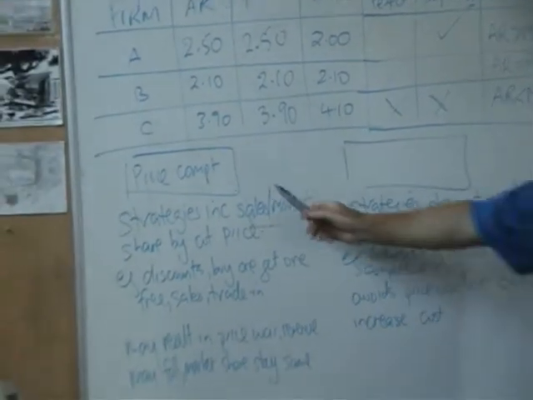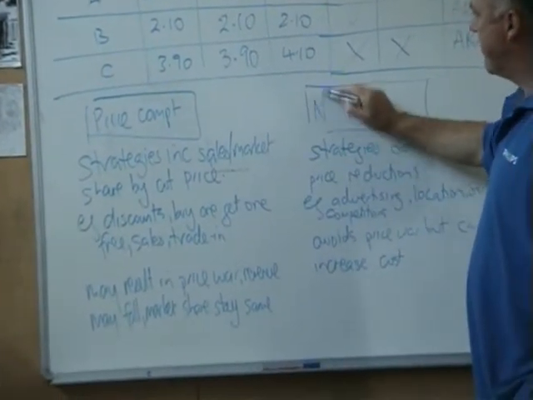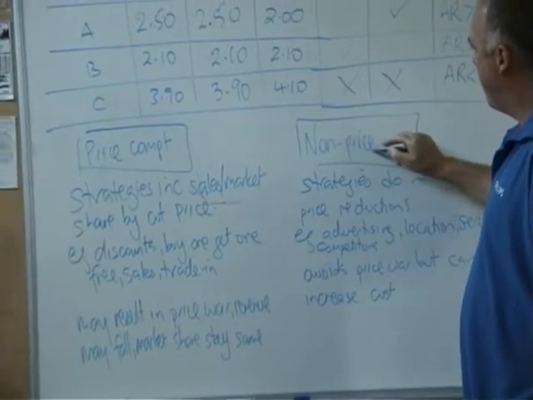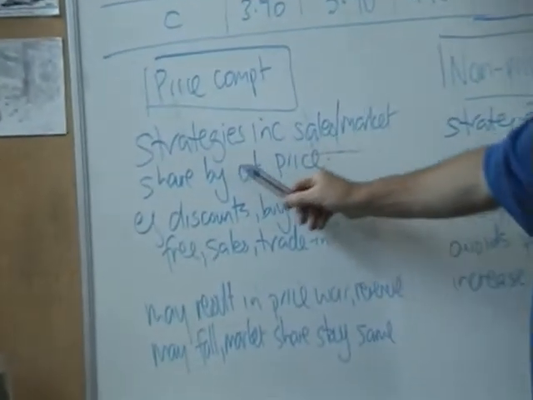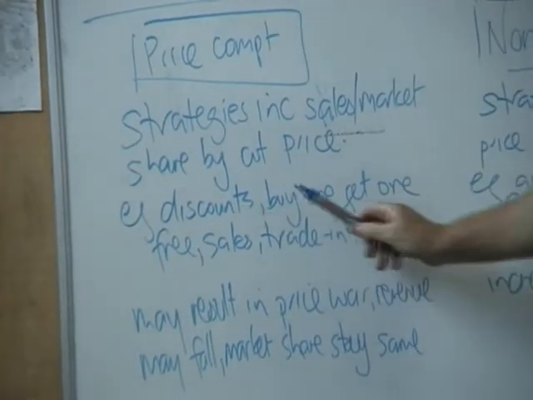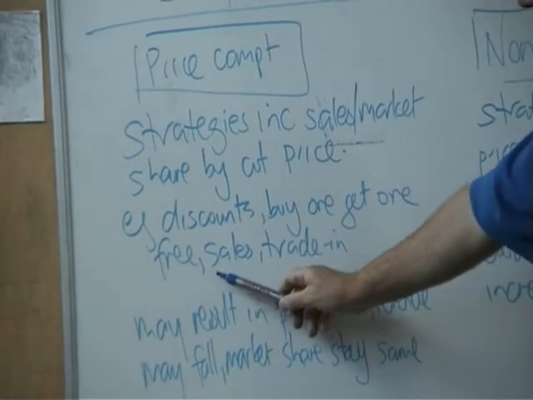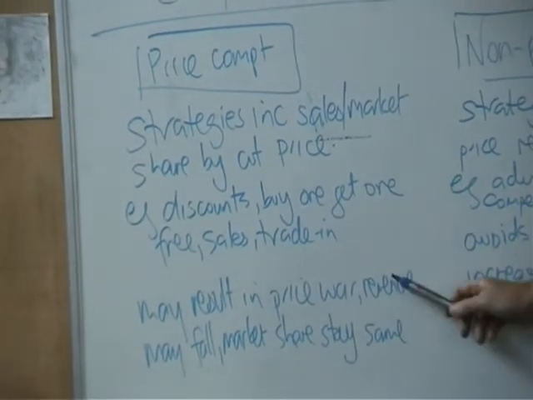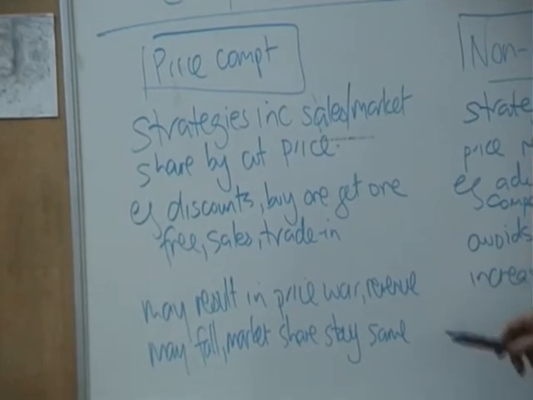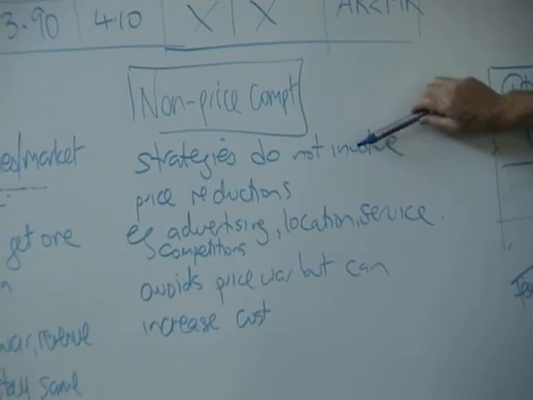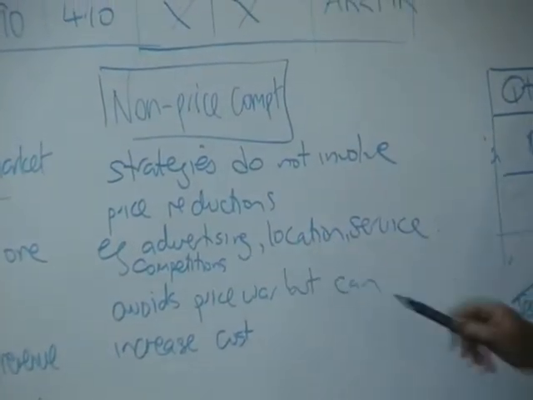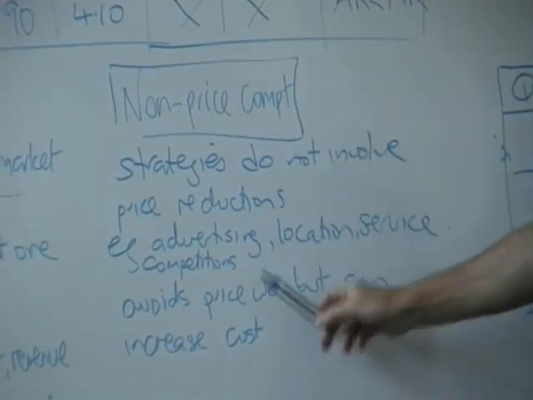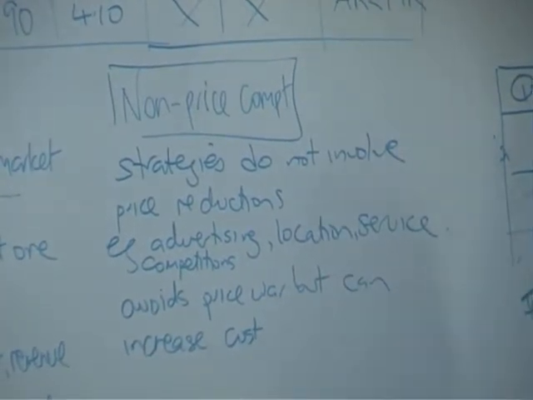We have price competition and non-price competition. The basic difference is over here it's strategies to increase sales and market share by cutting the price, e.g. discounts, buy one get one free, sales and trade-ins. It can result in a price war and revenue may fall and market share stay the same. Over here they do not involve strategies to cut price, e.g. advertising, location, service and competitions and sponsorship. This sort of strategy will avoid price wars but can increase a firm's cost.